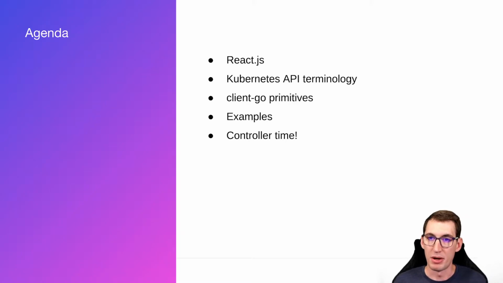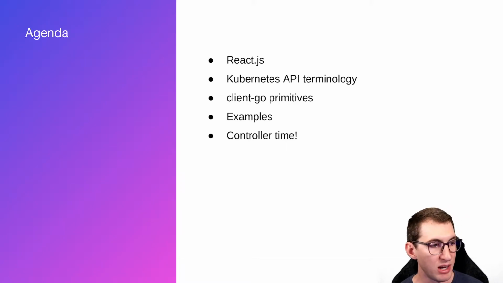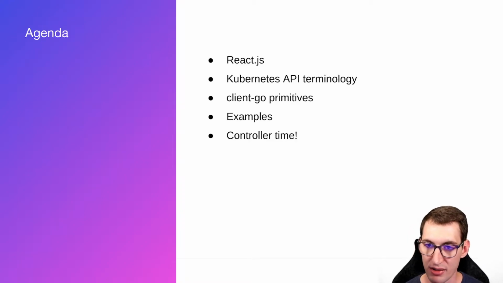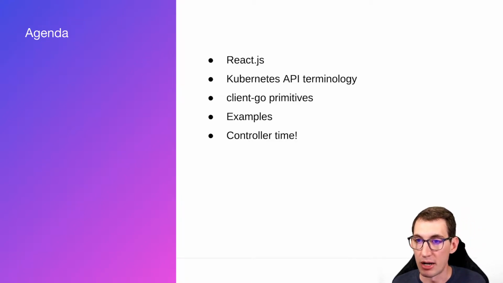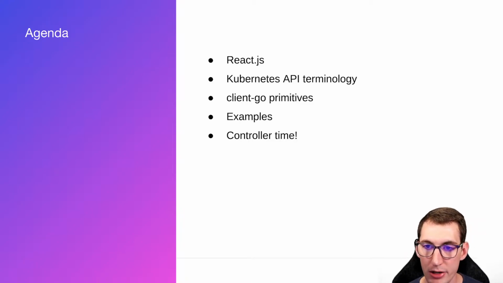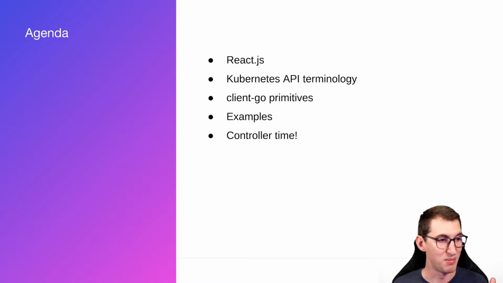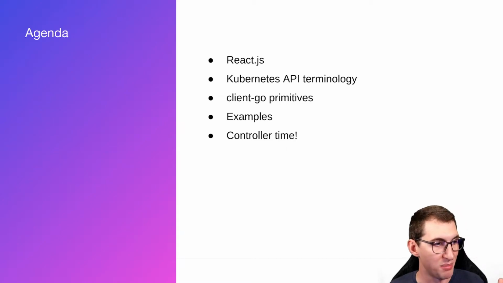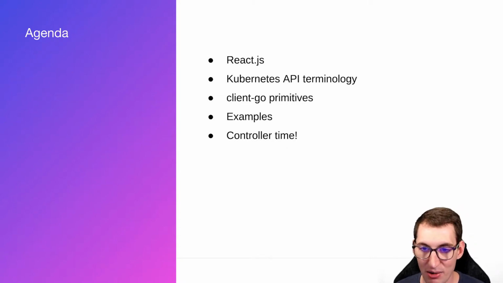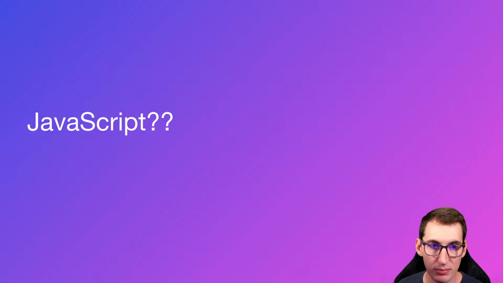So the first thing I want to talk about is React, which is a bit strange when you're talking about Kubernetes, but I think there's a lot of interesting things to discuss there. Then we're going to go into the Kubernetes API and talk through some of the terminology. Kubernetes has specific terms for different parts of its API and resources. Then we're going to take a look at client Go and some of its primitives. Then we're going to go through some examples and then throw it all together and actually build a controller. So if you have questions at any point, feel free to drop them in the chat and I will try to get to them when I can see them.